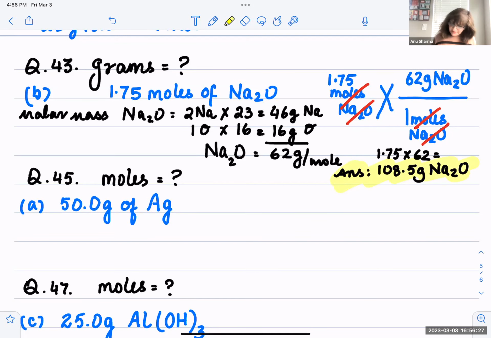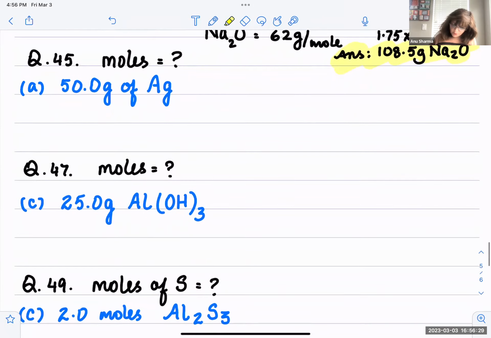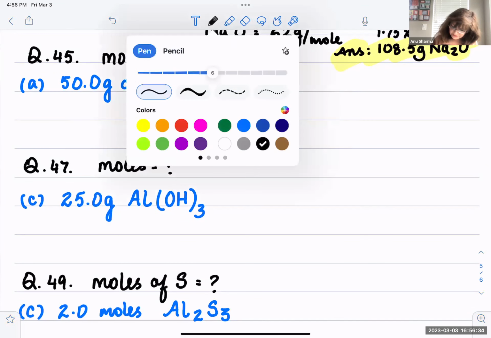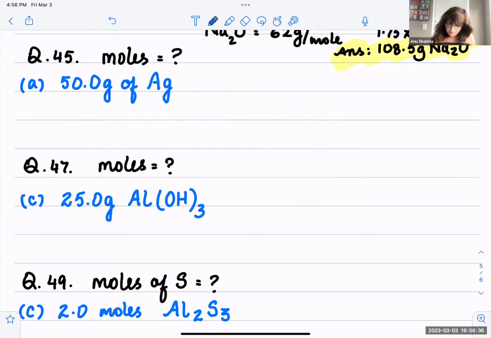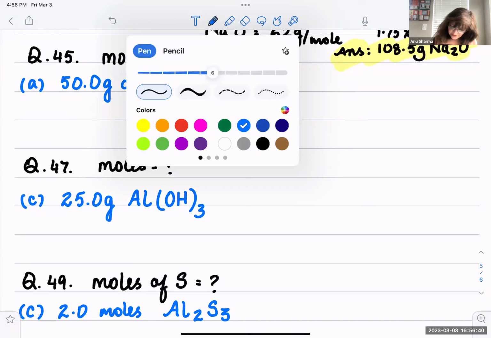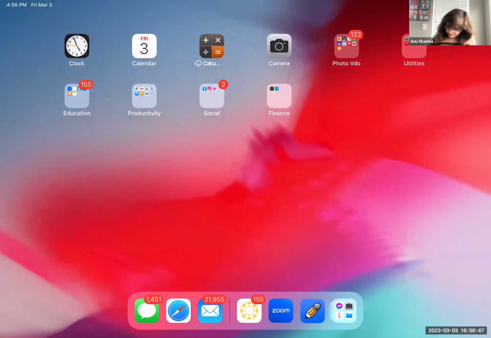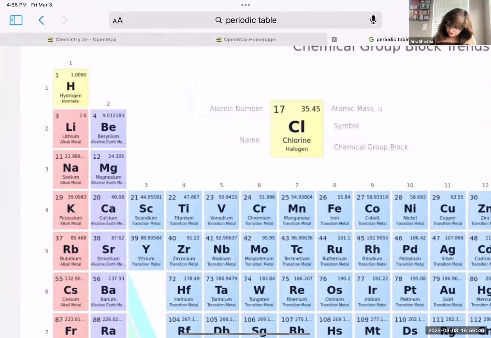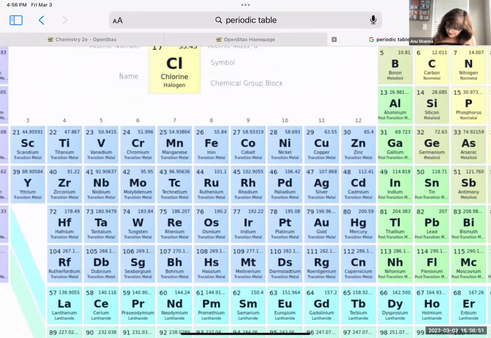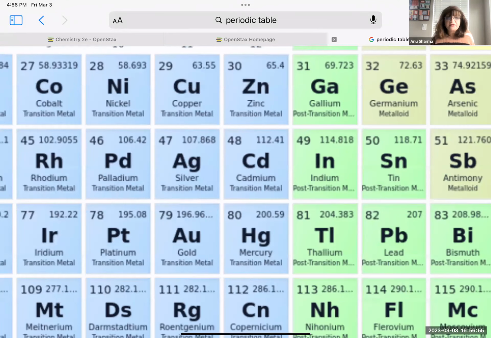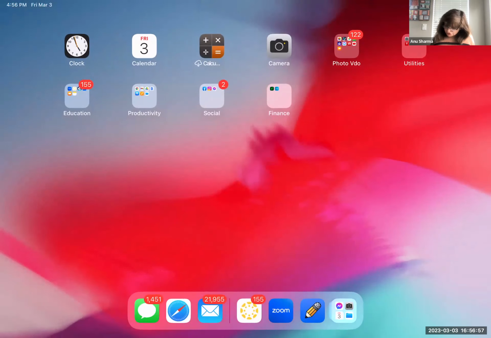All right, next is how many moles are there in 50 grams of silver. So here you're going to take the problem of question number 45. So 50 grams of silver. Same thing, you're going to take the molecular weight, so grams to moles. So you need the atomic weight of silver, which is 108. Just to show you, silver Ag is here. It is 107.8, and you can make it 108. So it's okay to round up.